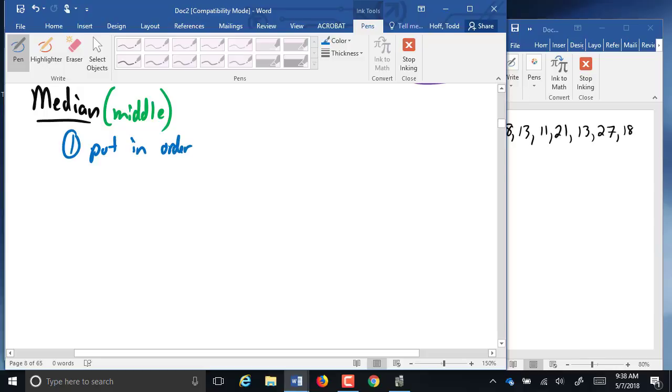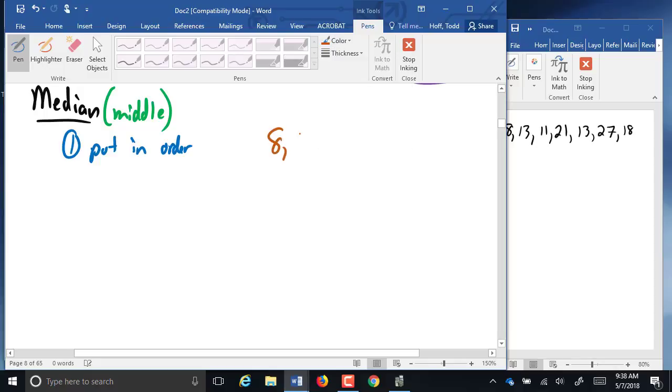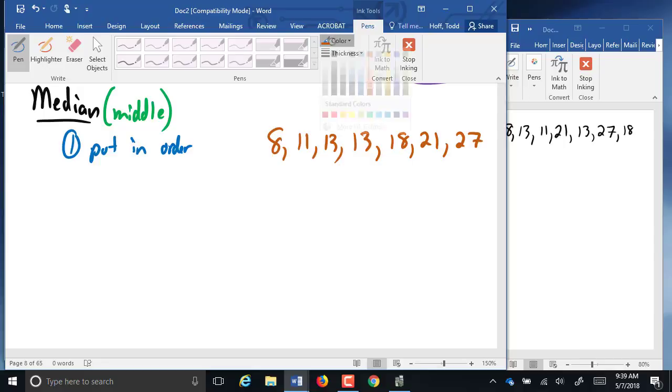So for this set of numbers, the smallest one would be 8, then 11, 13, 18, I'm missing one. Oops, there's two 13s, that's why. 8, 11, 13, 13, 18, 21, and 27. Second step is going to be find the position of the median.